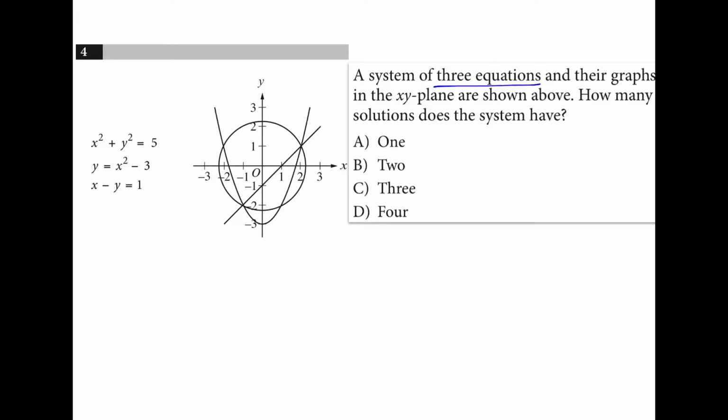This is a system of three equations. One appears to be a circle. There's a parabola and a line. The solutions are where they intersect, which they all three intersect here and here, nowhere else. So there are two solutions.